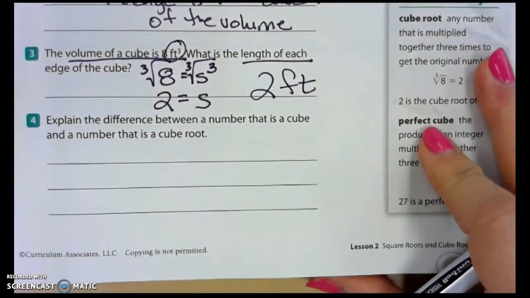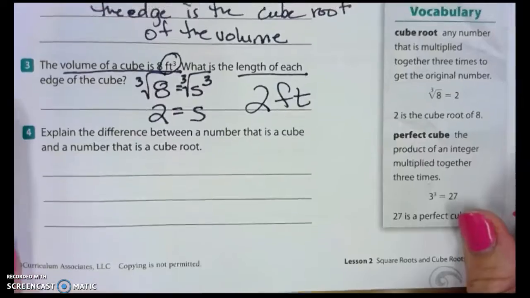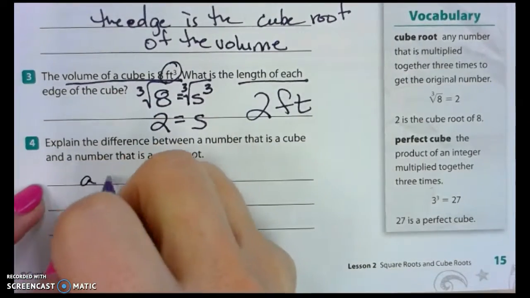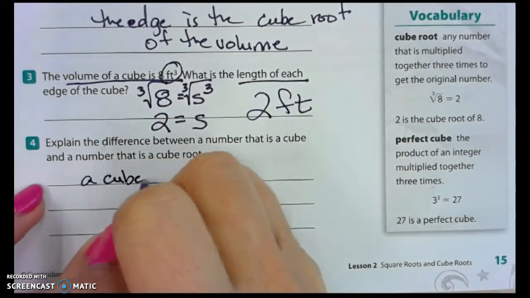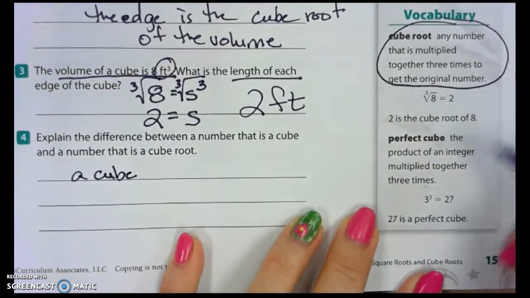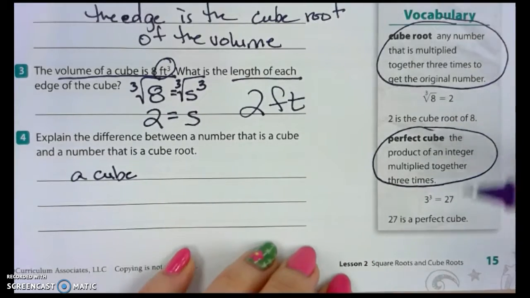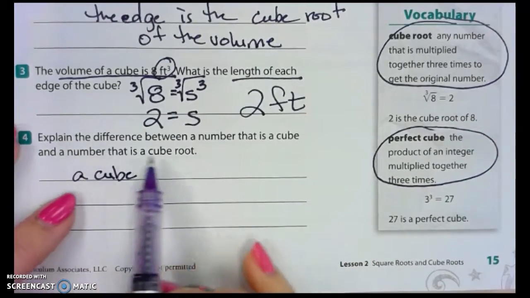Number 4, explain the difference between a number that is a cube and a number that is a cube root. I just want to point something else out. They gave you the definition of a cube root. They gave you the definition of a perfect cube. These definitions are basically what they're asking here.